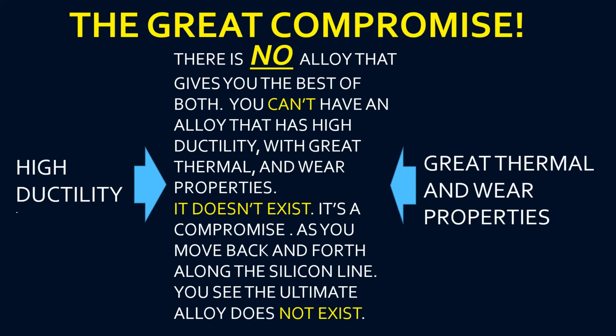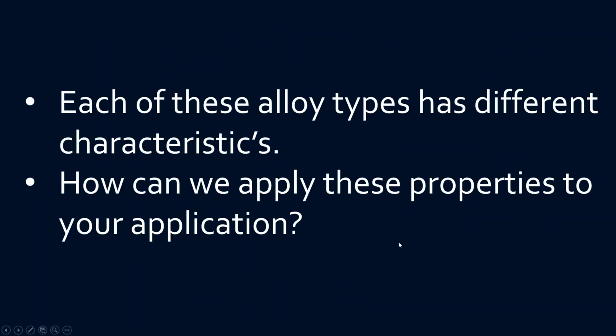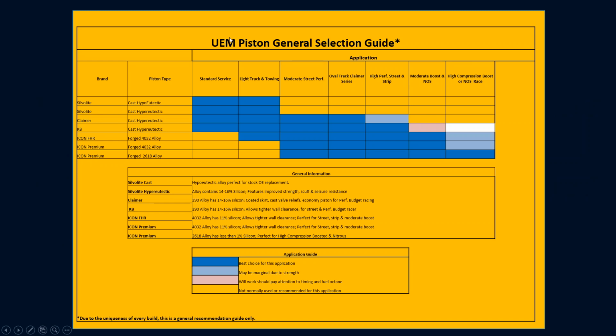Basically, there's no alloy that gives you the best of both worlds, high ductility and great thermal and wear properties. It just doesn't exist. But within that line, most applications can be accounted for. And as we'll talk about in a little bit, the coatings that are available can also help adapt those alloys for your actual application. Now, each has different characteristics, as I talked about. How can we apply these to the application side of things? This looks like, again, a busy slide. I put this together. It's a basic selection guide.